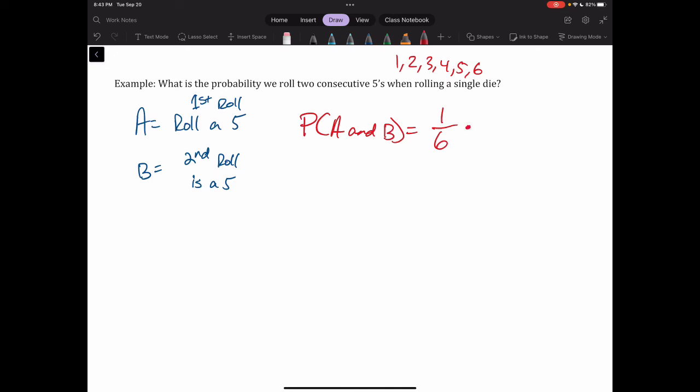Times the probability of B. All right, so this is the probability of A. What is the probability of B? Well, it's also going to be 1 out of 6, right? Because when we roll that die, we still have 6 outcomes, and only one of them is a 5. And this is the probability of B. Whenever you roll a single die, it's going to be a set of independent events. Okay, so anyways, 1 out of 6 times 1 out of 6. 1 times 1 is 1 out of 36. So that is our probability of rolling 2 consecutive 5s.